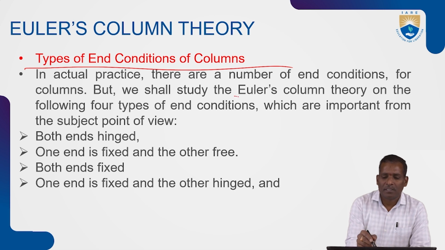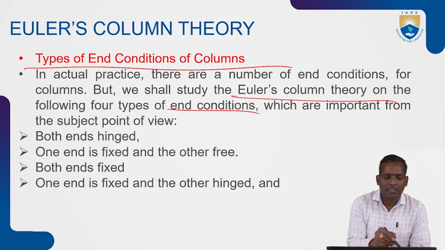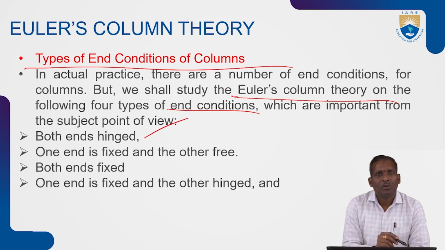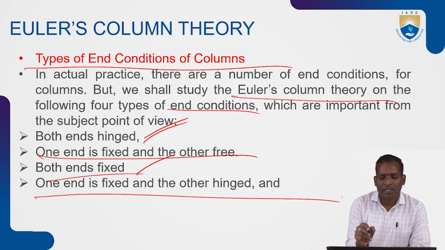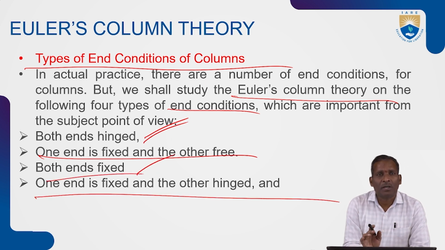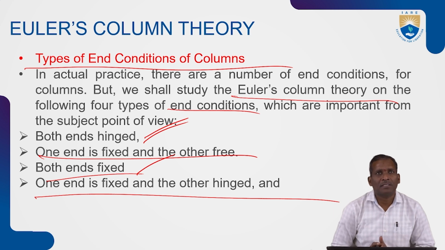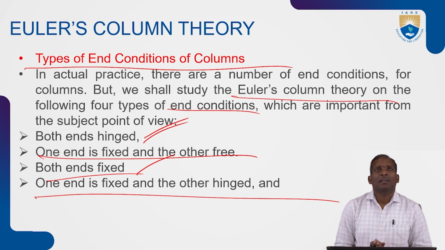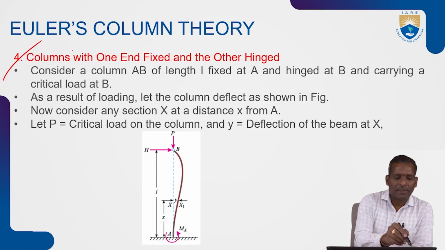We shall study Euler's column theory on the following four types of end conditions: both ends hinged, one end fixed and the other end free, both ends fixed, and one end fixed and the other end hinged. Already three we have completed. The fourth one, one end fixed and the other end hinged, is pending, so we will see it in this session. After completion of these four end conditions, we will compare the columns with one end fixed and the other end free.